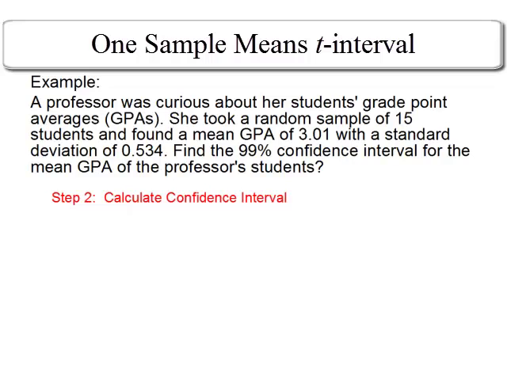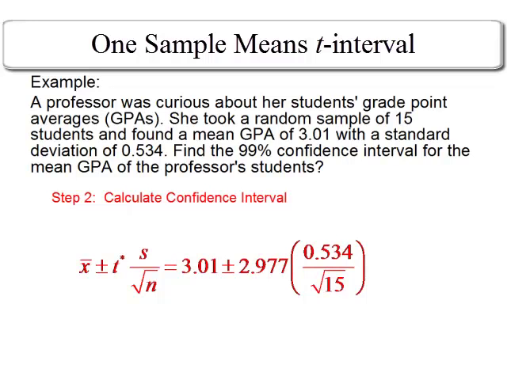Step 2 is calculate the confidence interval. There's our formula: X bar plus or minus T star times S over the radical n. Plugging in our numbers, 3.01 is our X bar. Our T star is 2.977. That's what you get for 99% confidence with 14 as a degree of freedom. The degree of freedom is the sample size minus 1. S is 0.534, and then n is 15. So plugging this in, we get 2.6 to 3.42.